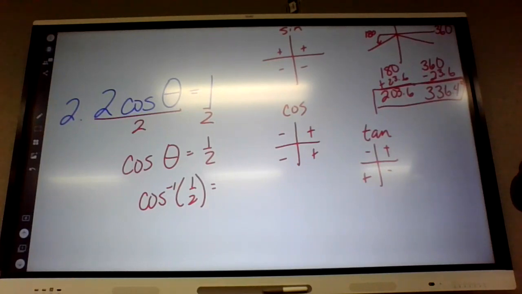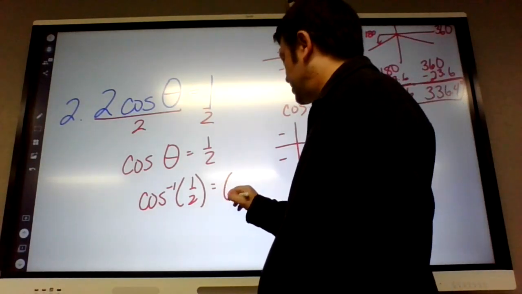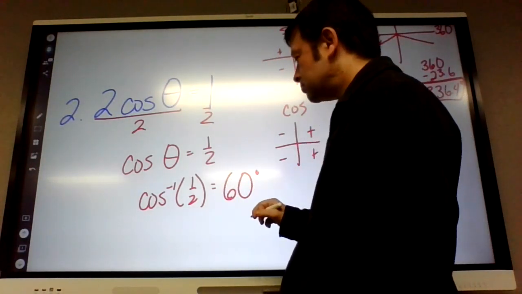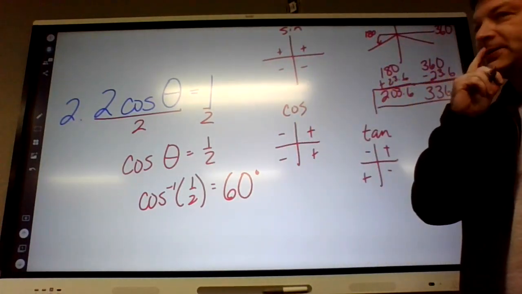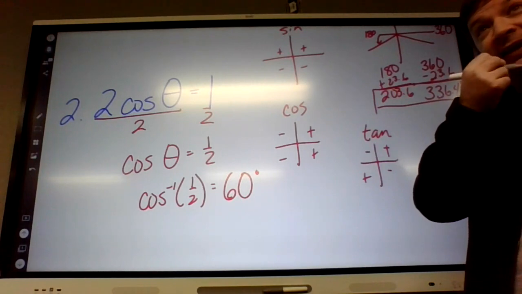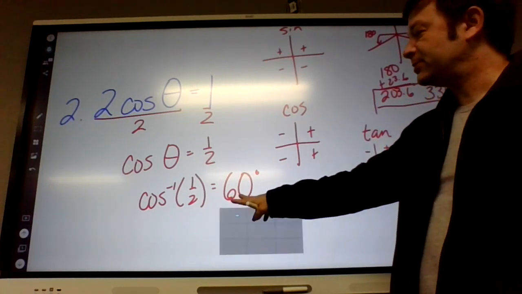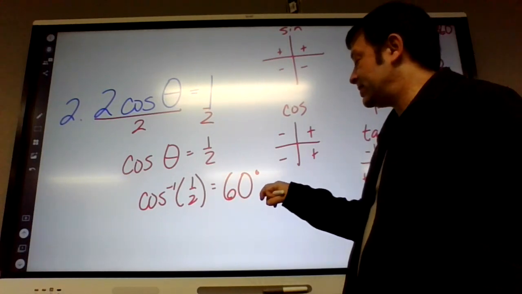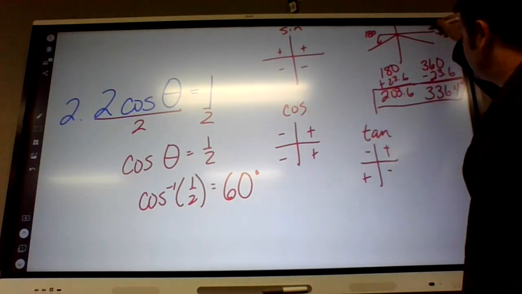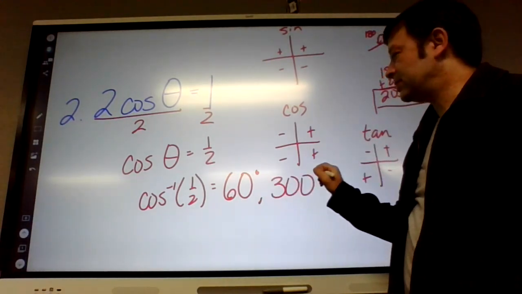I think this one comes out nice. Cosine of 1/2. That would be 60. Stole my thunder. Okay. Cosine is positive in the first and what other quadrant? Fourth. So this is the first quadrant angle between 0 and 90. Fourth quadrant, you just do 360 minus 60. 360 minus 60. So it's 300.